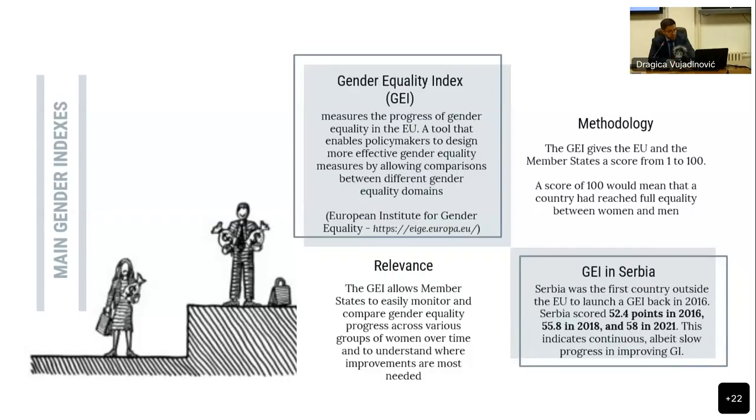Also, you may follow GEI for Serbia. We are the first country outside of the EU to launch the GEI index back in 2016. And in 2021, the score was 58. And we had improvements over time, but continuous but slow progress in improving GEI, I would say. So if you compare Serbia with other EU countries, we are somewhere close to Poland and Croatia, better than Poland, worse than Croatia, but we are below the average, I would say, European average. So there are a lot of things that we should do in the future to improve our score or our GEI.